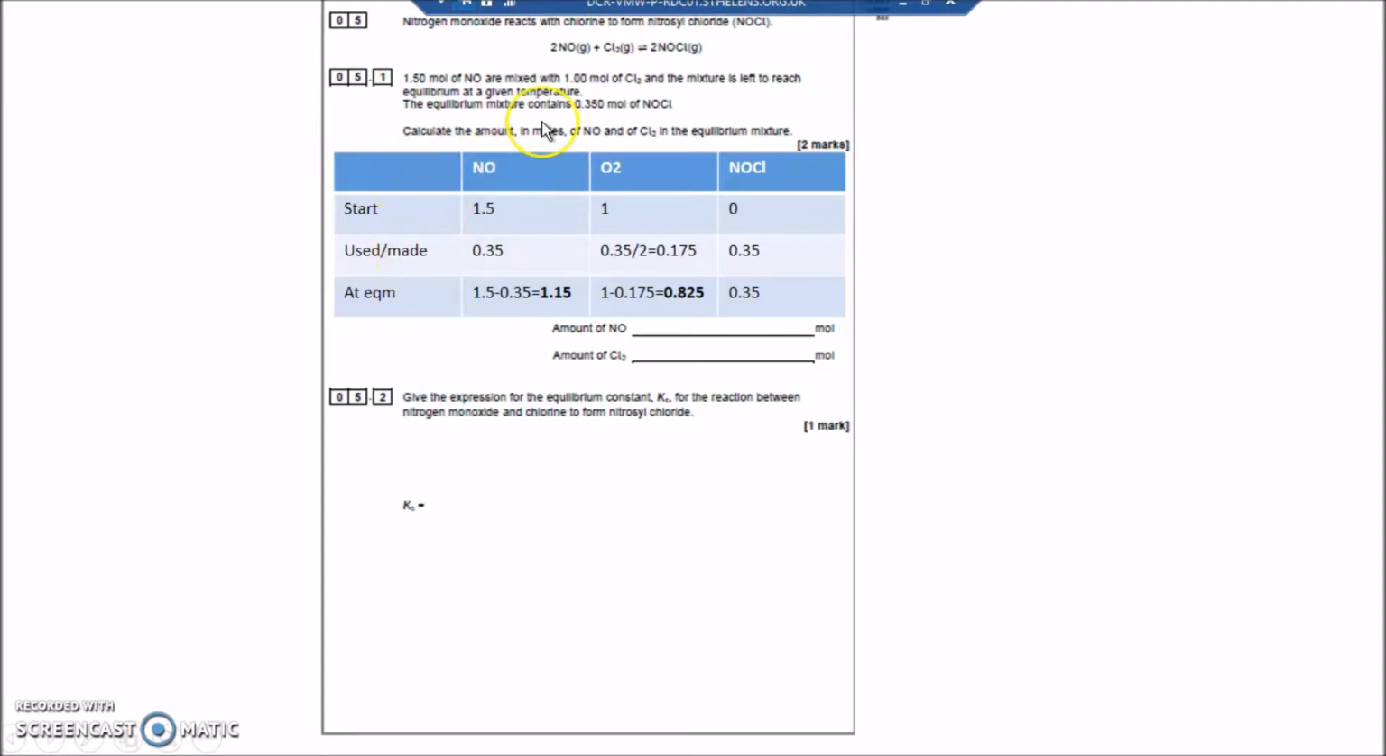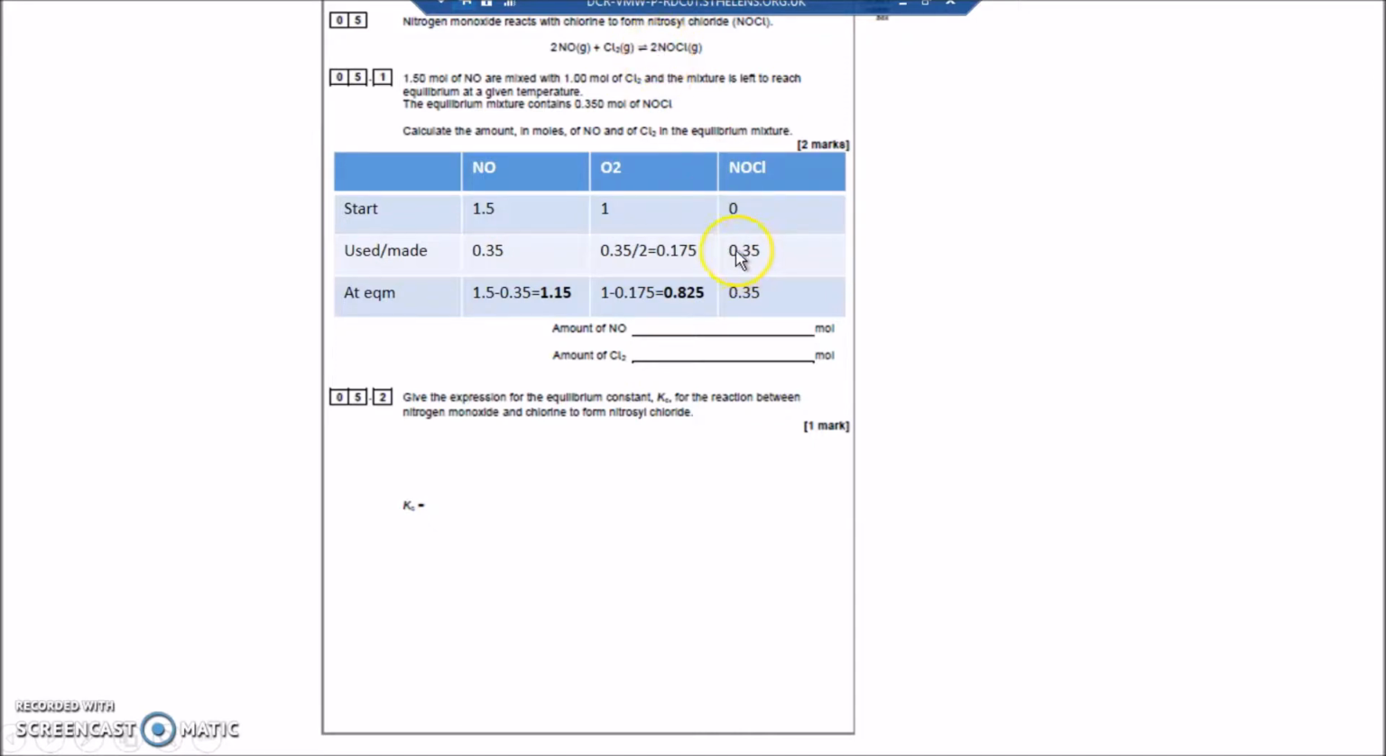So I put it as a table and I put the three chemicals, the NO, that should say Cl2 rather than O2, sorry, and NOCl here. At the start, it tells me that I've got 1.5 moles of NO, 1 mole of Cl2, and 0 moles of NOCl. You've not made any of this yet because you're only just about to mix them, so that's 0. It says at the end, the equilibrium mixture contains 0.35 moles of NOCl. It asks you to work out the other two, so how on earth can we do that?